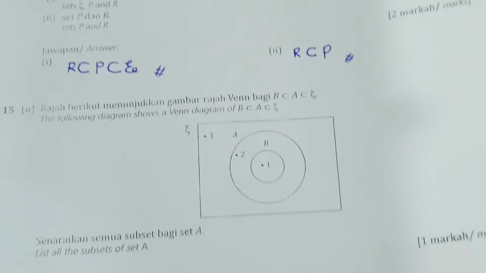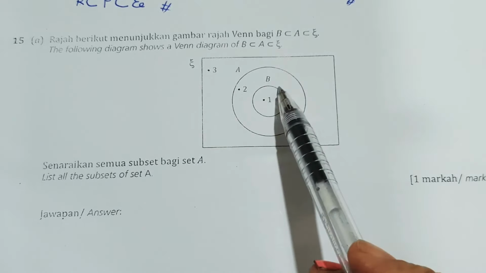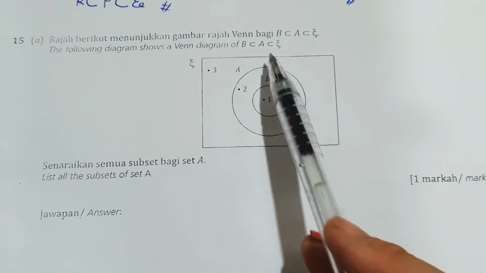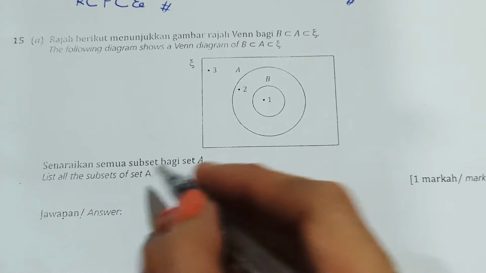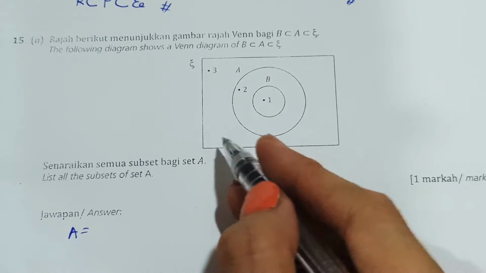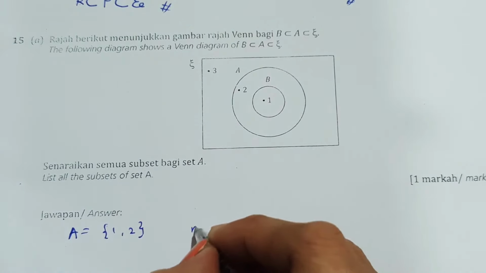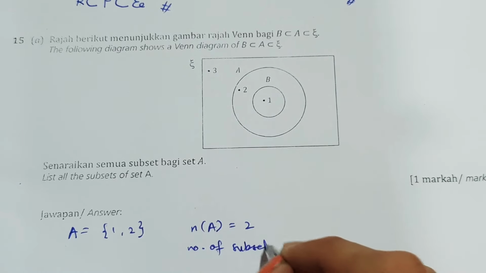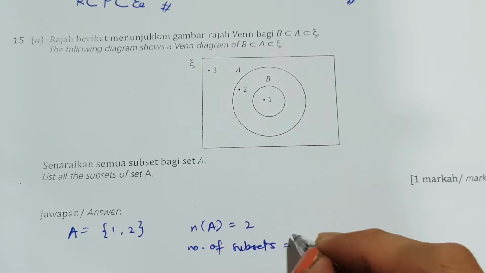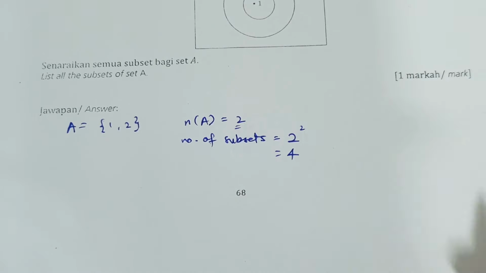Next, number 15. Now, the following diagram shows a Venn diagram whereby B is the subset of A and A is a subset of universal set. So we have to list all the subsets of set A. So set A, let's write out. Set A, we have 1 and 2 only. Therefore, the number of elements is 2. So remember just now, to find the number of subsets, the formula is 2 to the power of n, whereby the n here is 2. So we have 4 subsets over here. So we have to list out all the 4 subsets.